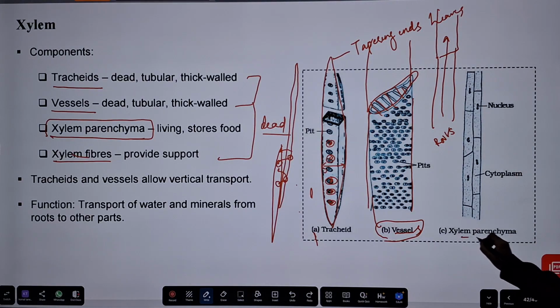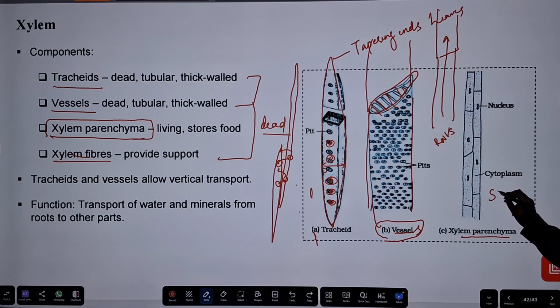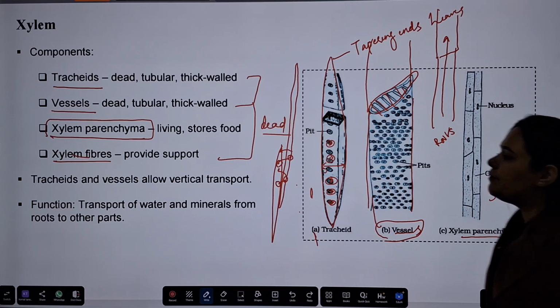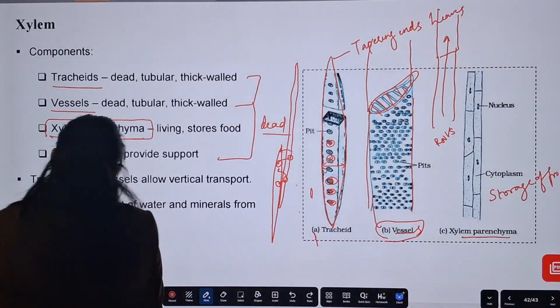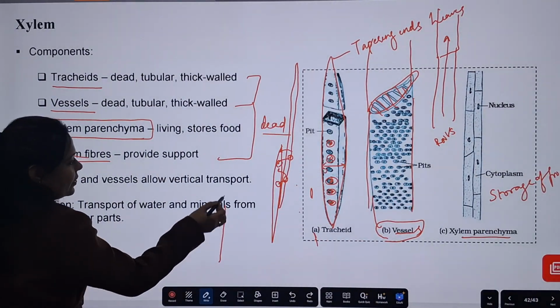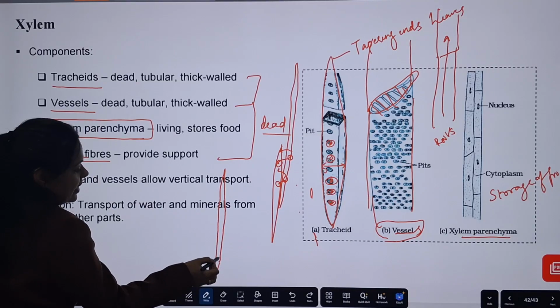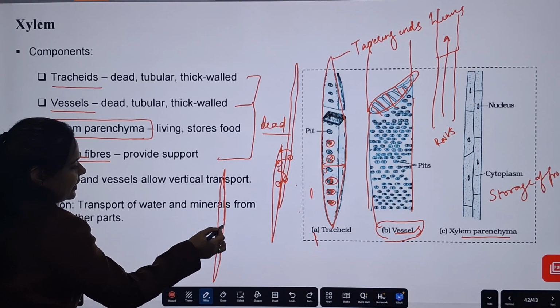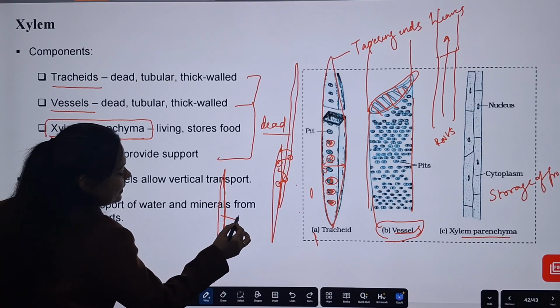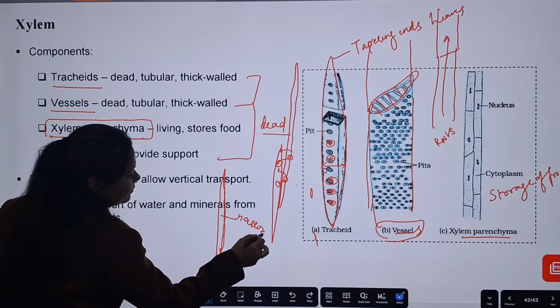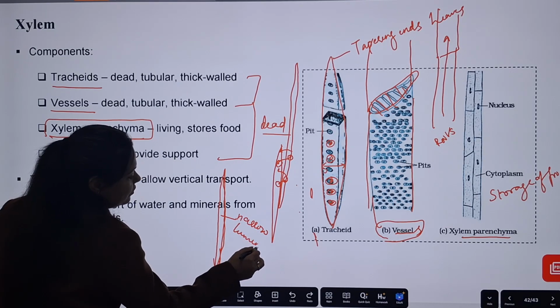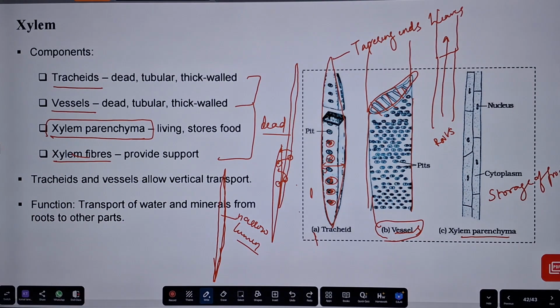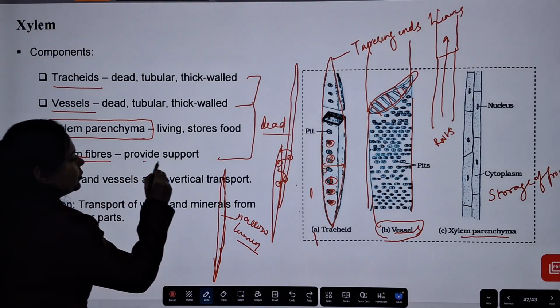Third is xylem parenchyma, and their main function is storage of food, right? And fourth member, xylem fibers. These are also dead, elongated cells and their walls are lignified. The lumen is very narrow and it basically provides support.